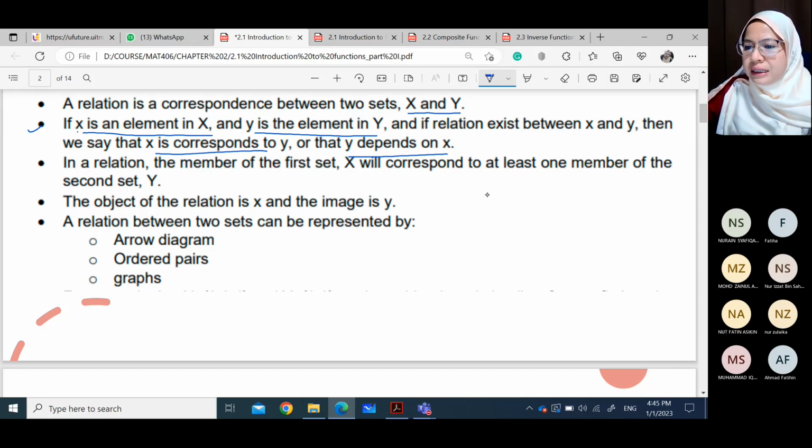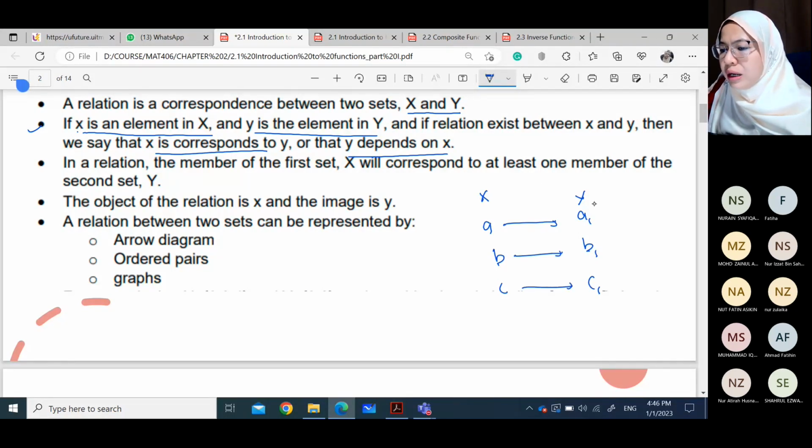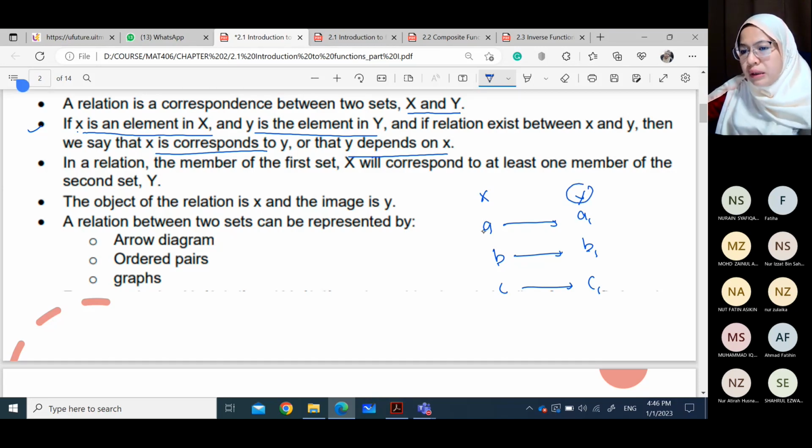Right, so katakan kita ada set X, yang satu lagi set Y. Katakan elemen bagi X kat sini adalah A, B, C, dan untuk Y kita ada A1, B1, C1. So A and A1 ada relation antara mereka. Here kita boleh katakan X and Y has a relationship and Y depends on X. So maknanya nilai Y dekat sini bergantung kepada nilai-nilai X. Itu maksud note yang kedua ni.